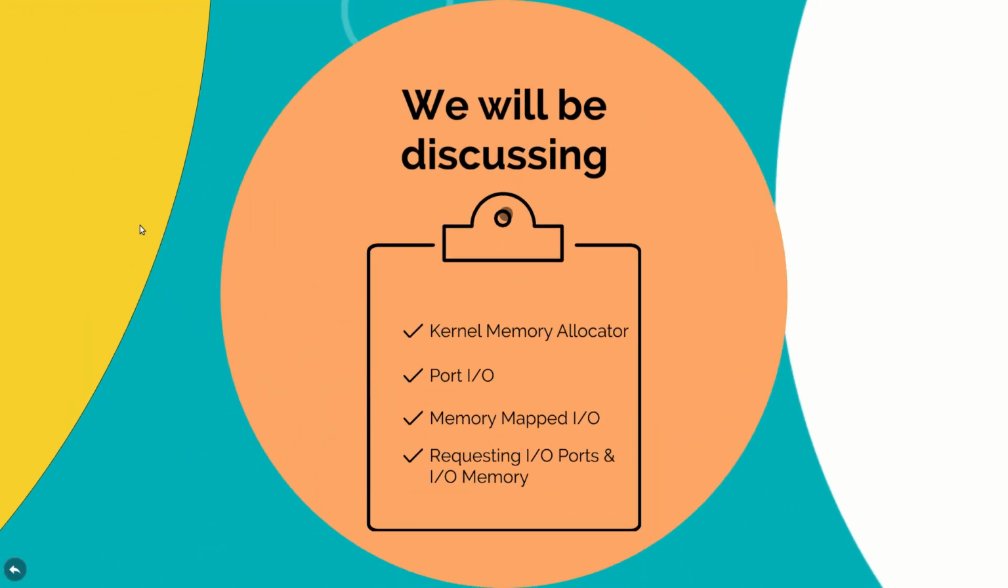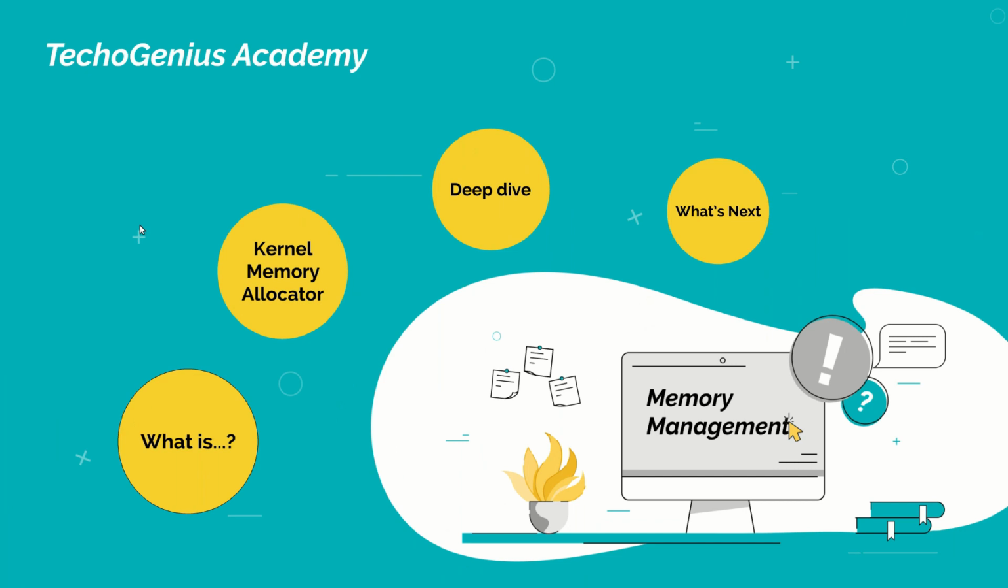Today we will be discussing the kernel memory allocator: how we can allocate memory in the kernel, what is port IO and what is memory mapped IO, and how we can request the IO ports and the IO memory in Linux kernel programming or Linux device driver programming. So first we will go to the kernel memory allocator.